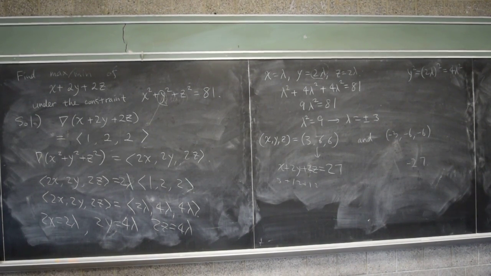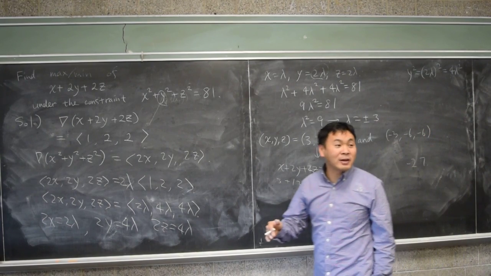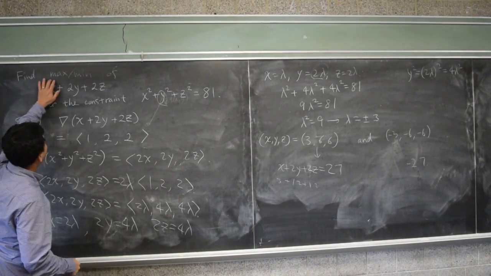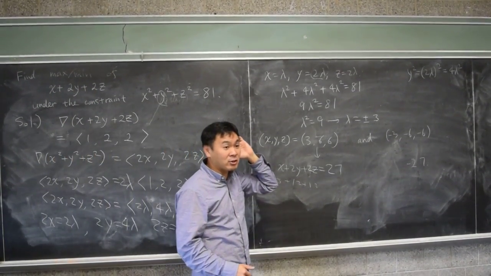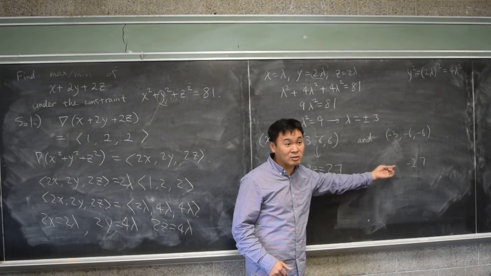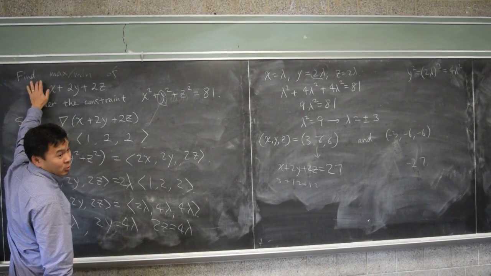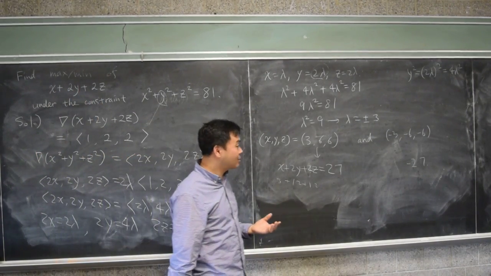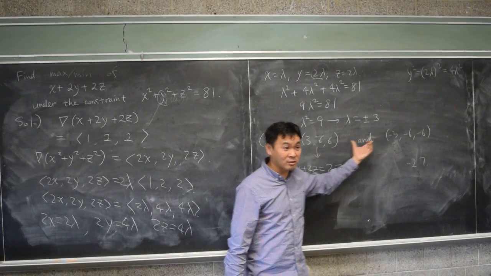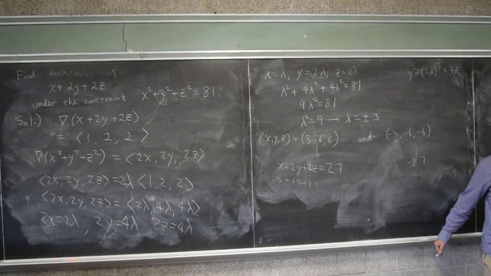Yes. So is the answer 27 and negative 27, or 3, 6, 6? No, it said find the maximum and minimum. Well, I guess it depends on the question. If the question says find the maximum and minimum value of this function, 27 is the maximum and negative 27 is the minimum, right? What if the question was find the point where x plus 2y plus 2z is maximized or minimized? In that case, the answer should be this one. It depends on the question.